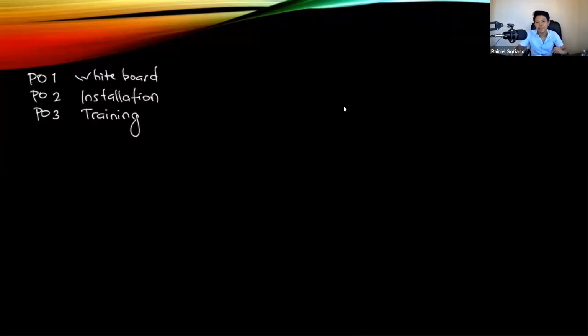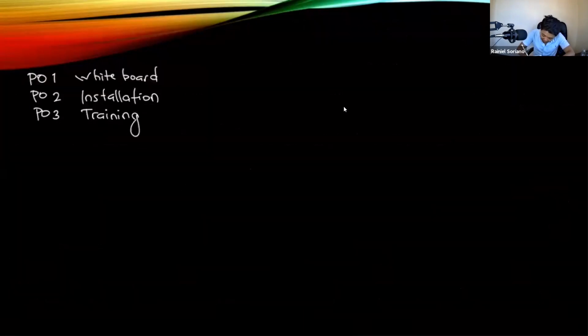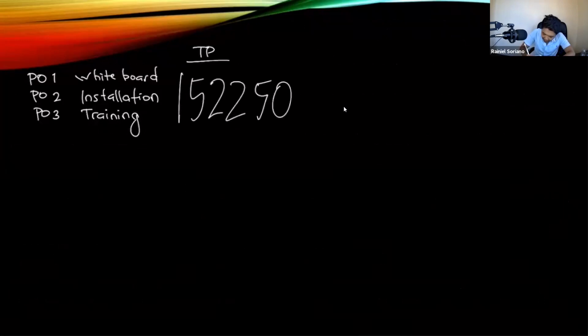Step number 3 is to determine the transaction price. According to information letter delta, Ivana is obligated to pay Rain Incorporated the 1,522,500 contract price. So ibig sabihin ngayon, our transaction price is actually equal to 1,522,500, right? Now, step number 4, allocate the transaction price to the separate performance obligations. Once again, based on their relative fair value or standalone selling price. Okay? So, lalagay ko dito relative fair value or standalone selling price.